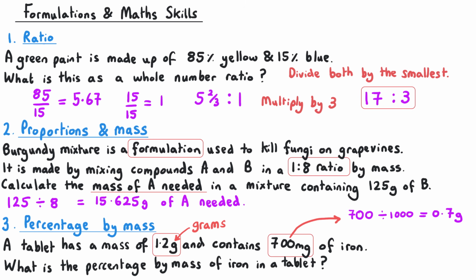Now that, as a percentage, is 0.7 divided by 1.2 multiplied by 100. And that gives me 58.3%. So this tablet is 58.3% iron.